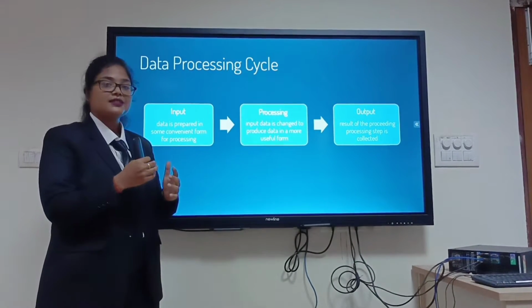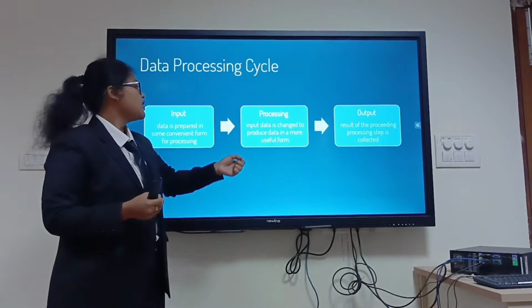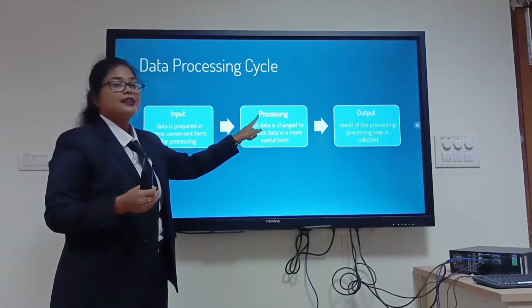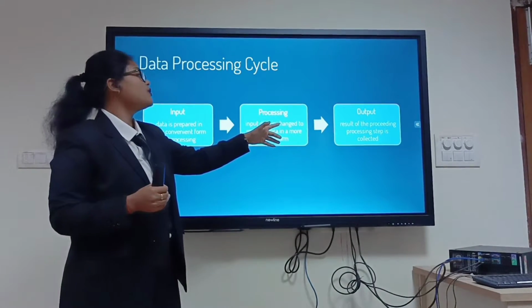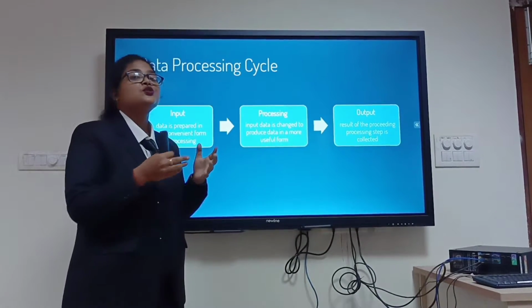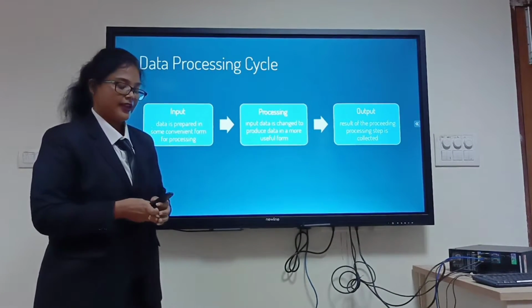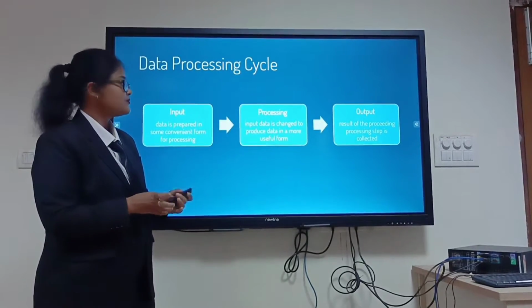The data will be changed into a usable manner, that we can say information. That processing will be done in this stage. Then it will be output, the result of the processing step, which is collected as information, which is used for the analysis in the management things. This is how the data processing cycle goes on.